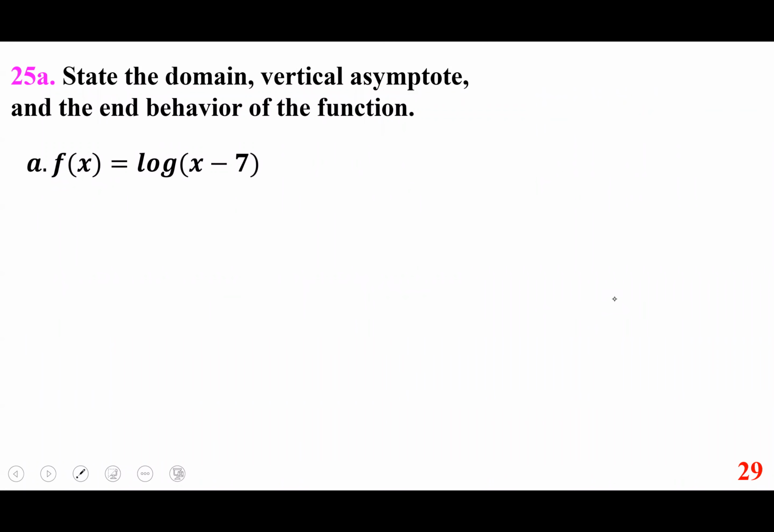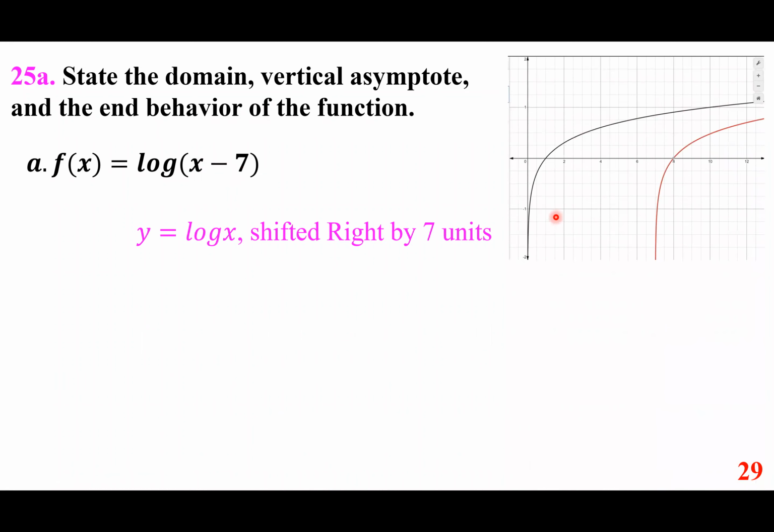We'll write the domain, vertical asymptote, and the end behavior of the function. And by the way, with the exponential function, we had a horizontal asymptote, and now we have a vertical asymptote. So first and foremost, it's the same as y equals log x. It's been shifted to the right by 7 units because it's x minus 7. So this is the original function, and now it's been shifted. When this one has coordinates 1, 0, now this has coordinates 8, 0.